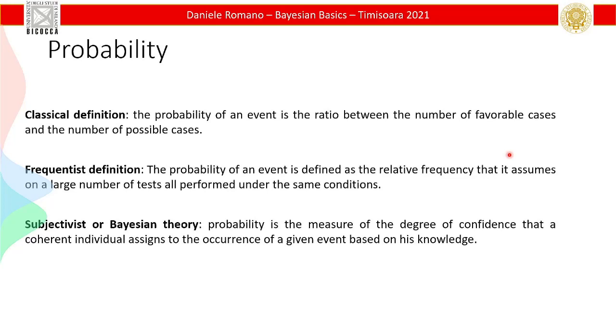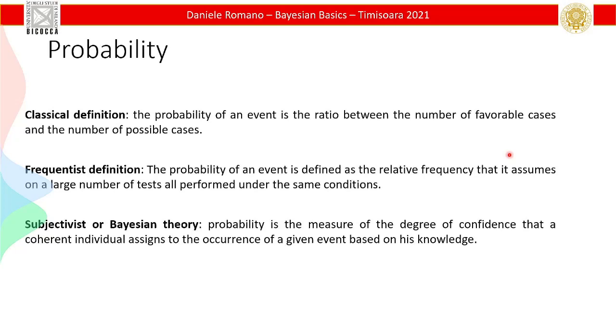So now we come to a more crucial point. The classical definition of probability is that the probability of an event is the ratio between the number of favorable cases and the number of possible cases. Easy stuff. But we know that we cannot really do this with complex things.